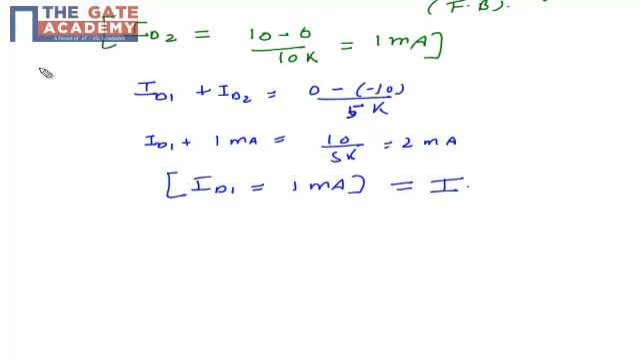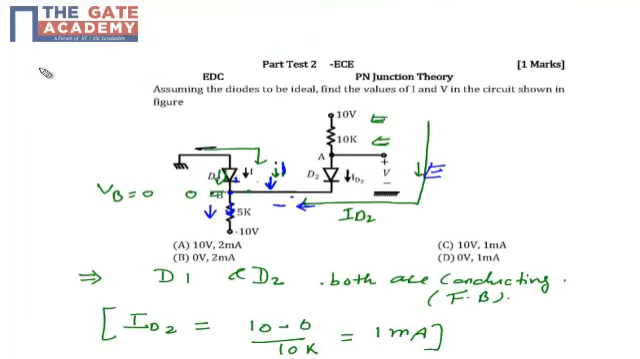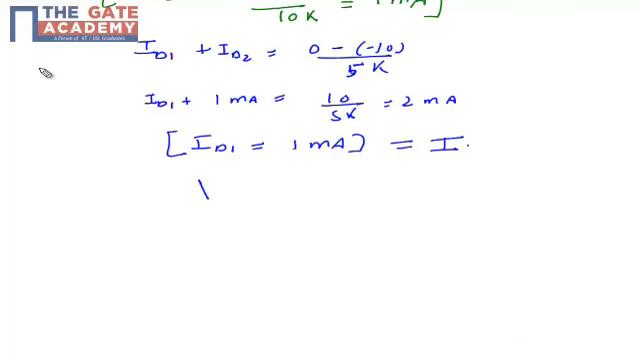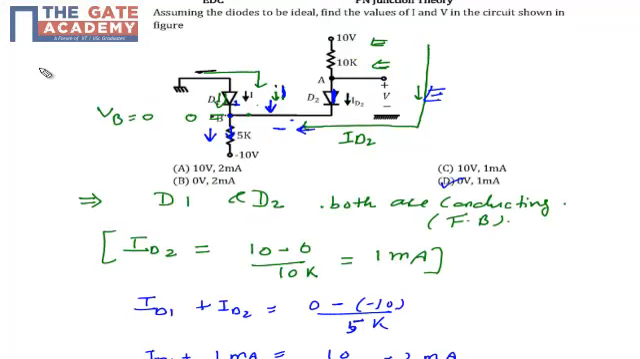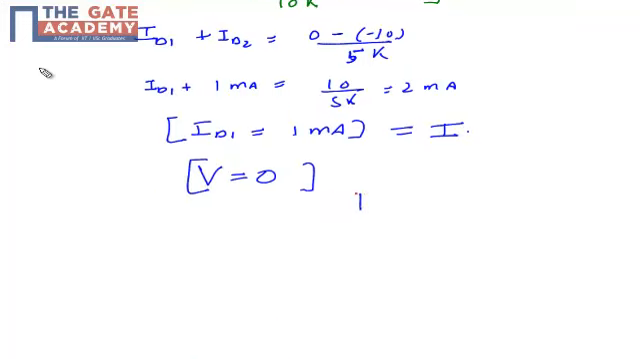Potential V is the potential across diode D2. When diode D2 is conducting, it will behave like a short circuit wire. So the potential across diode D2 will be 0. So V will be simply 0. So my correct option will be 0 and 1 milliamp, which is option D. Option D is the correct option for this question. Thank you.